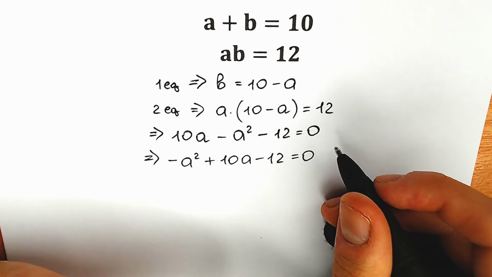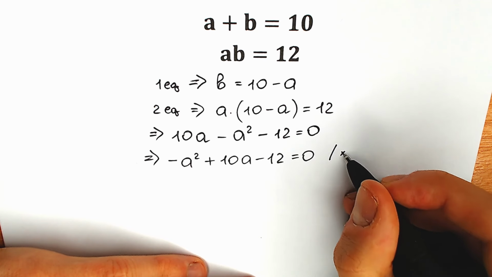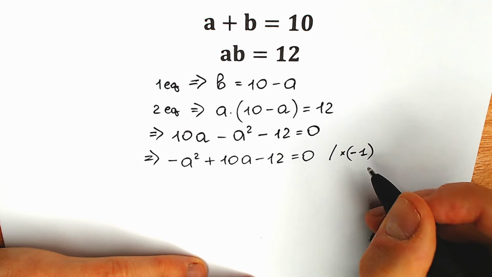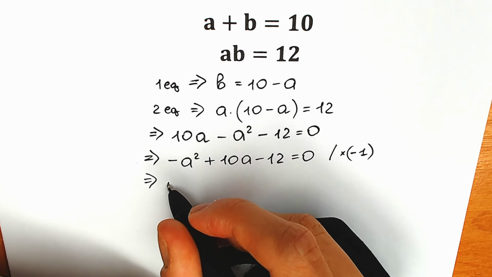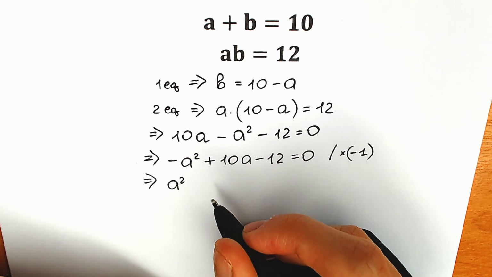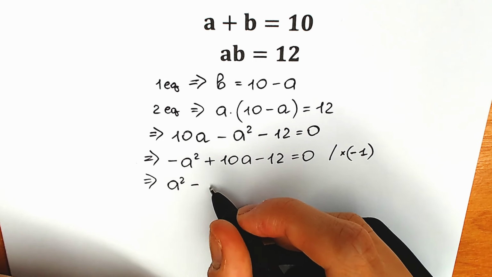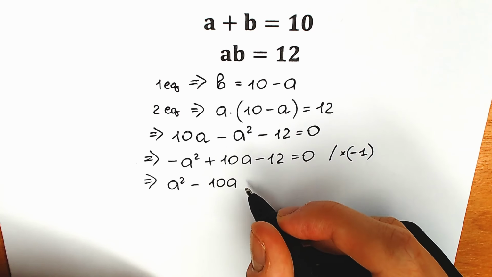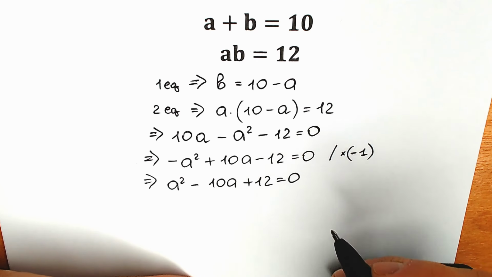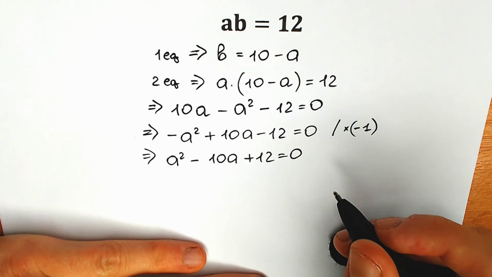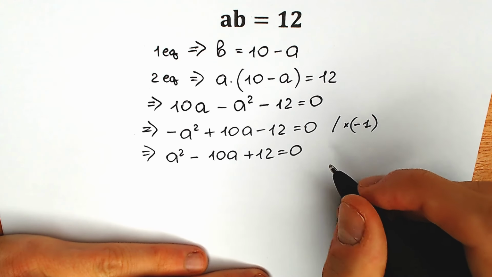And the final, really great step is to multiply or divide both sides by minus 1. Extremely helpful trick, because right now we have a classic order of signs. So we have a squared, not minus a squared. So we have a squared minus 10a and plus 12 equals 0. And right now, let's solve this equation with the basic method of coefficients. Everyone should know about this method.